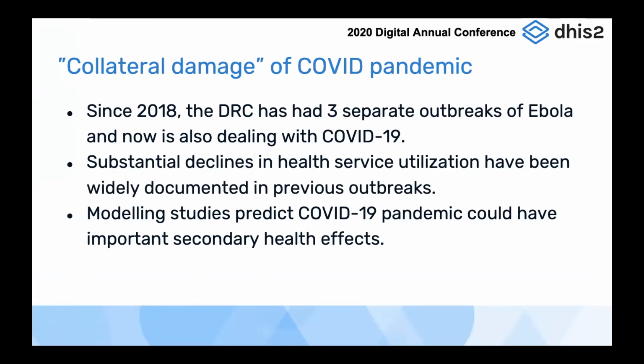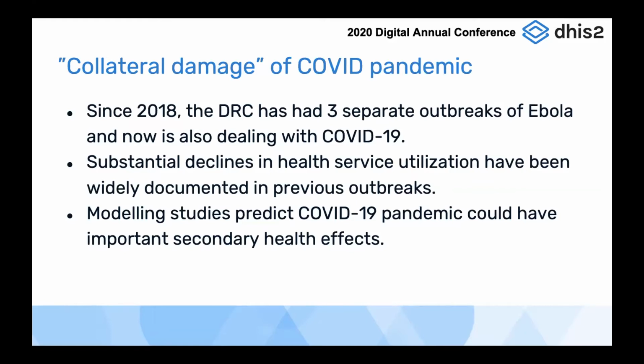As Celestin has mentioned, there have now been 3 separate outbreaks of Ebola since 2018 in the DRC. And now, of course, they're dealing with COVID as well. So in early 2018, when the first Equator outbreak came about, we set up a research project to understand what we might call the secondary health effects, or quote unquote the collateral damage of COVID.